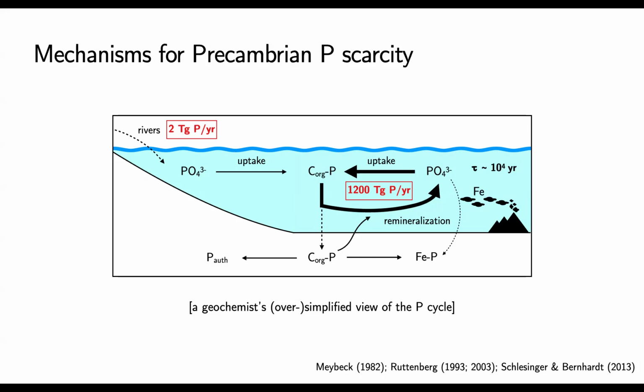And there are 2 main parts of this diagram that people have invoked as changing between the Archean and today to give us low phosphate in the Archean. One is that the prevalence of this iron scavenging flux is thought to potentially have been much higher. We know there's voluminous iron formation deposition. We'll look at this more in just a moment.